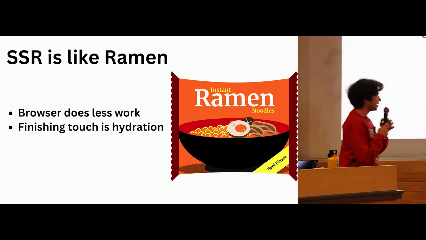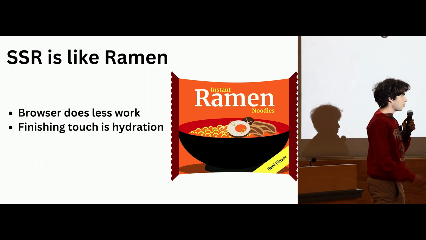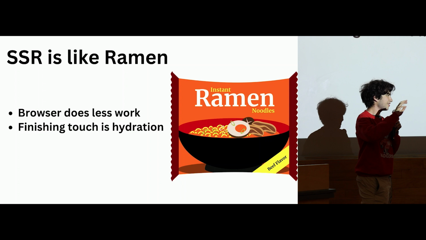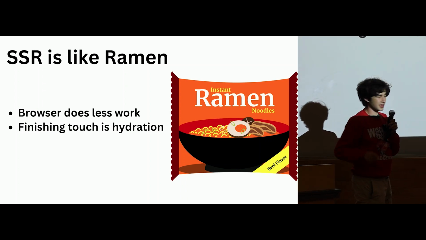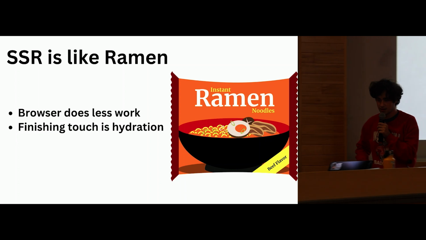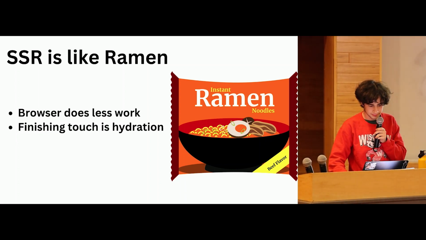All that happens is the finishing touch, which is hydration. All of your dynamic code, after the page is already loaded, anything that should be on the page that was dynamic, it gets hydrated, like injected right in. So that's another thing that makes Svelte really, really fast.